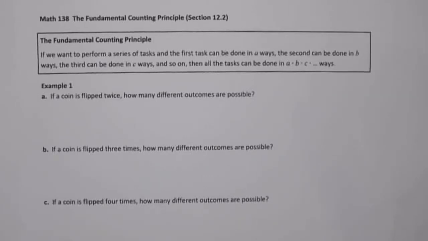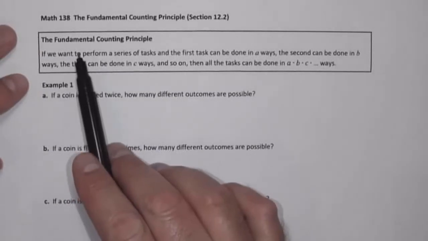In this video, we're going to continue looking at different methods for counting the number of possible outcomes. And so here we're going to look at something called the fundamental counting principle.